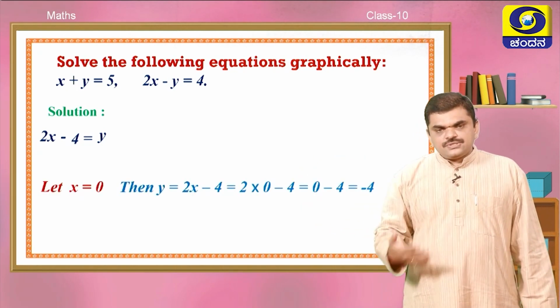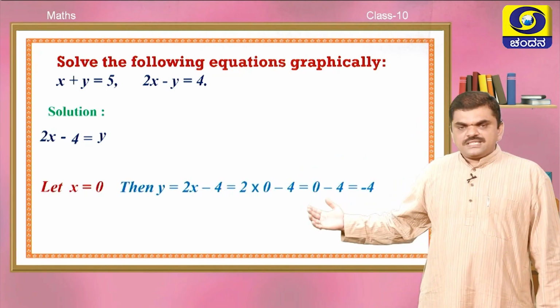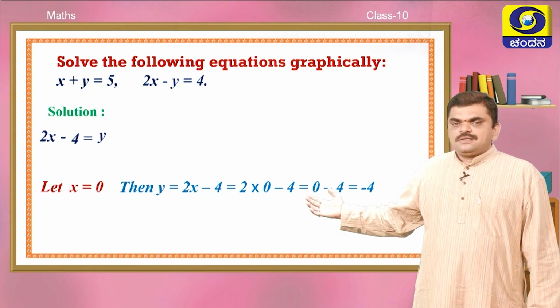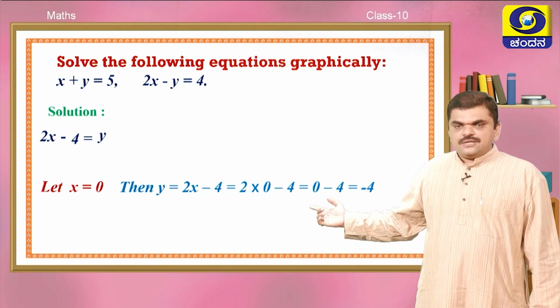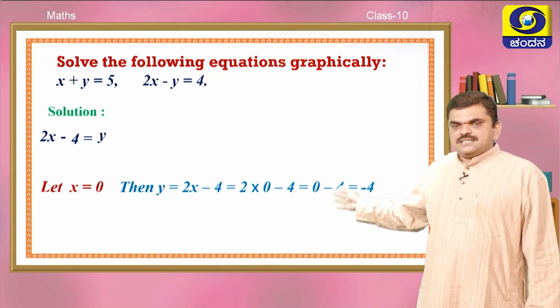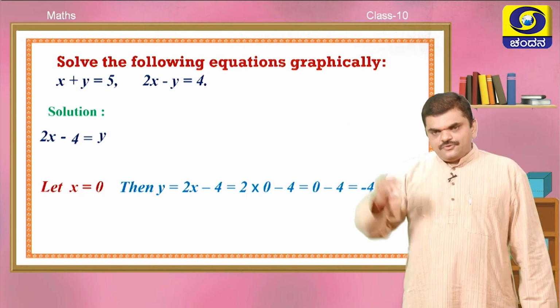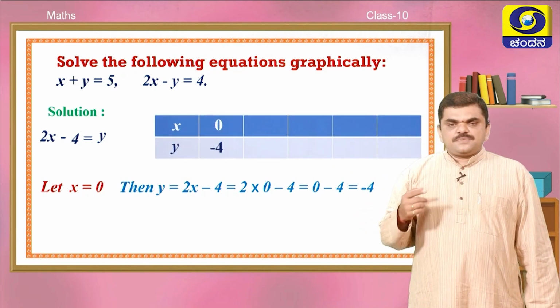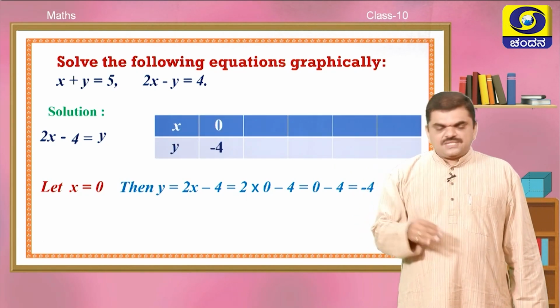Let x is equal to 0, y becomes 2x minus 4. What is 2x minus 4? 2 into 0 minus 4, that is 2 into 0, 0. 0 minus 4, that is minus 4. Write it in the table. When x becomes 0, y becomes minus 4.